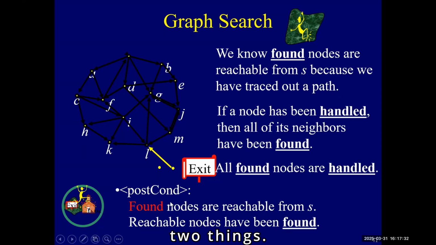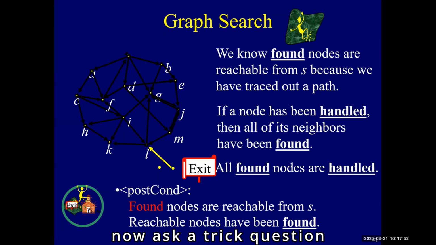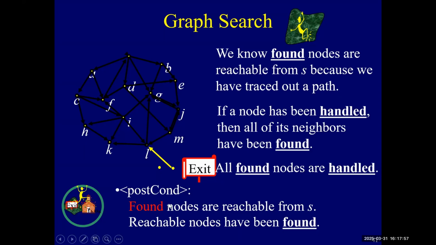We have to prove two things. We have to prove that if a node is found, then it's reachable, right? And we also have to prove that if it's reachable, then we will find it, right? Everybody see those two statements? And remember, I'm going to now ask a trick question that nobody ever gets. Remember, the way we prove the post condition is we know that the loop invariant's true, so we know this and this, and we know the exit condition is true.